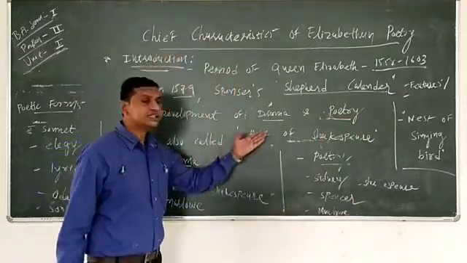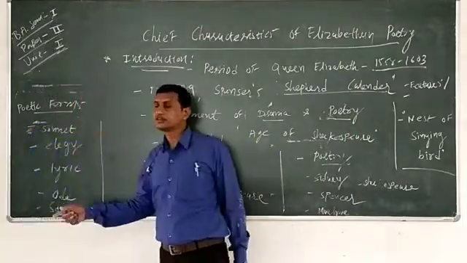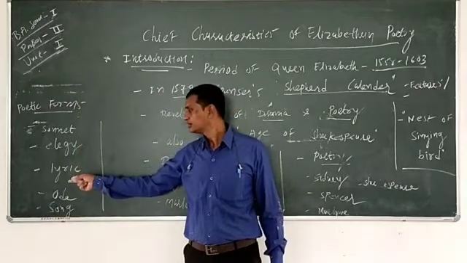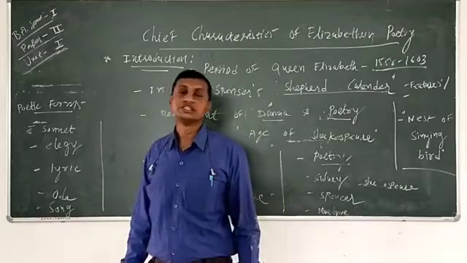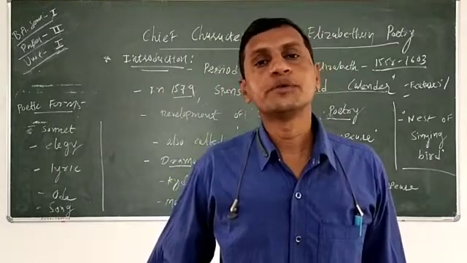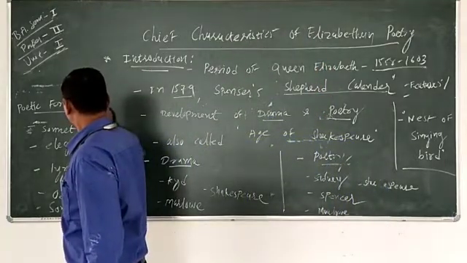And second, in poetry, here I have to write down, my dear friends: the sonnet, elegy, lyric, ode, and song. These are the forms. We also have to mention the epic.